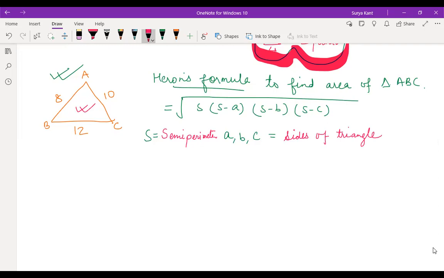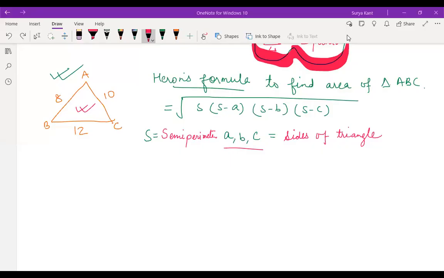Simply find the semi-perimeter. A, B, C are given for you. You can write any side as A, B, or C; there is no restriction for ABC. It's clear. Both of you find the area using Heron's formula and tell me.